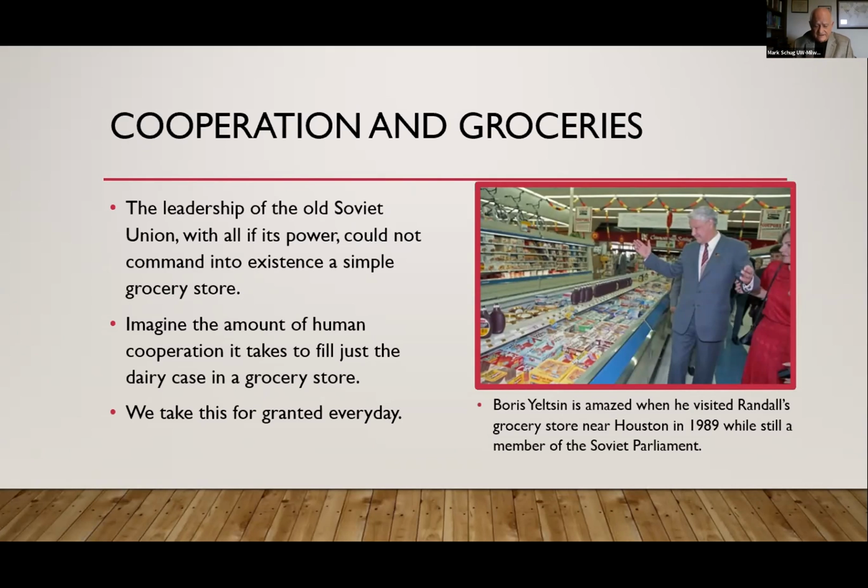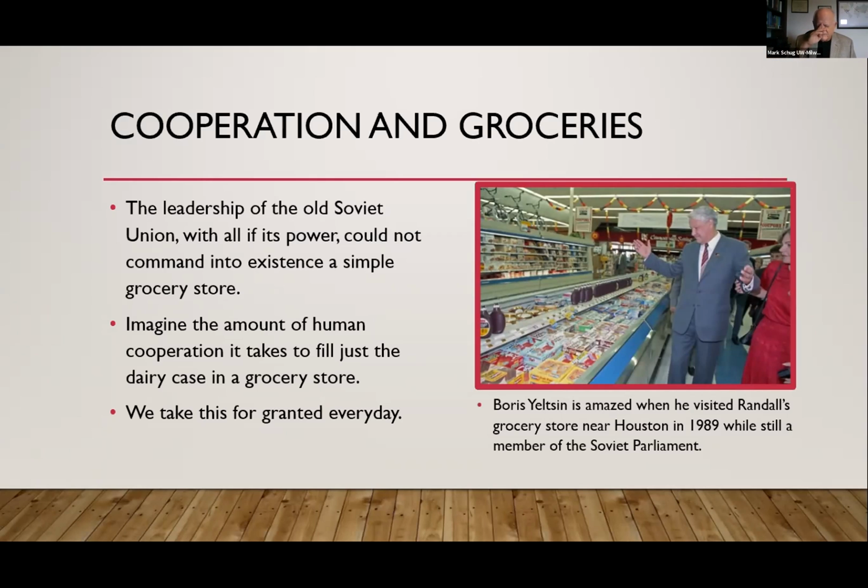Here's Boris Yeltsin, amazed when he visits a grocery store in Houston. Now here's one of the most powerful people in the world, and he's looking at a dairy case that you and I just take for granted every day. My wife and I have to go to the store today. Down here in Florida, we go to Publix, and we should just say, oh my God, what a wonderful world this is. Look at all the choices we have. And how did all this stuff arrive?